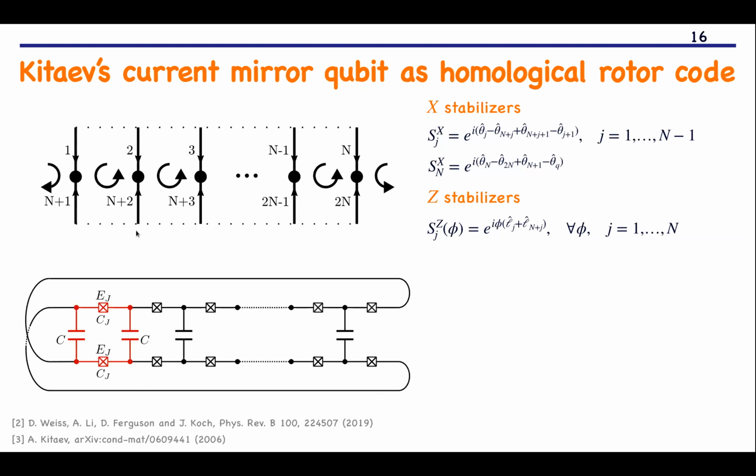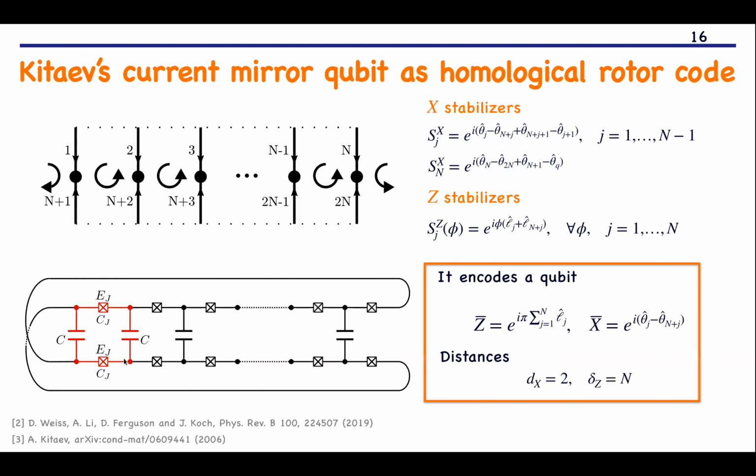Kitaev's current mirror qubit, or Möbius qubit, is the following circuit. It's simply a repetition of these 4-phase gadgets in series, with a flip. This encodes a qubit simply because the Möbius strip has non-trivial torsion, as you might imagine by thinking of how the Möbius strip works. So these are possible logical operators.